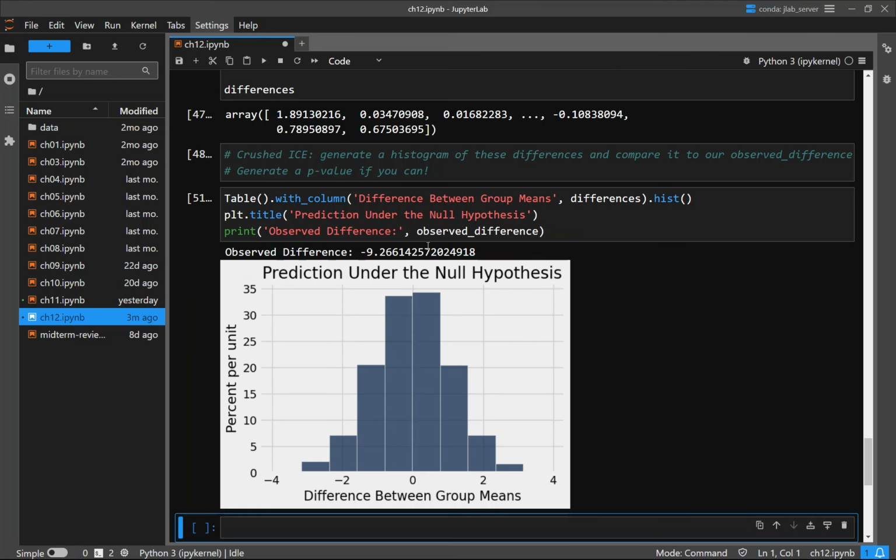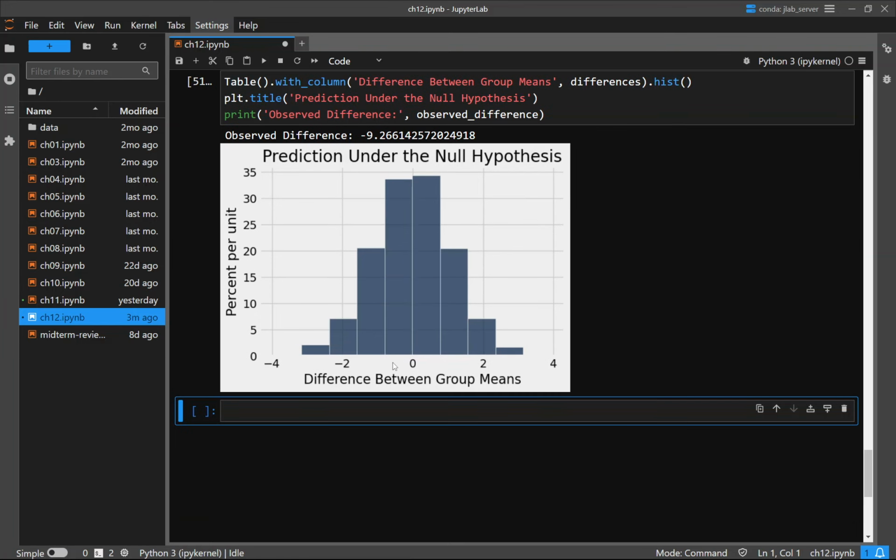It was -9 point whatever. And these are all the values that we simulated, assuming that we could shuffle the labels and there was no difference. How often did we see a value that was -9? That's way off this graph, right? Never. And so that is our p-value that we got by doing simulations. We call it an empirical value because we got it through that.